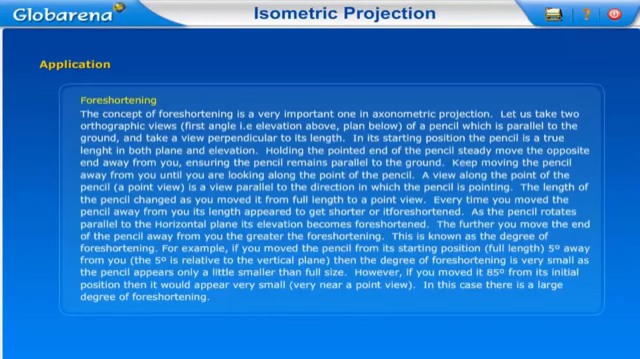For example, if you moved the pencil from its starting position, full length, 5 degrees away from you, the 5 degrees being relative to the vertical plane, then the degree of foreshortening is very small, as the pencil appears only a little smaller than full size. However, if you moved it 85 degrees from its initial position, then it would appear very small, very near a point view. In this case, there is a large degree of foreshortening.